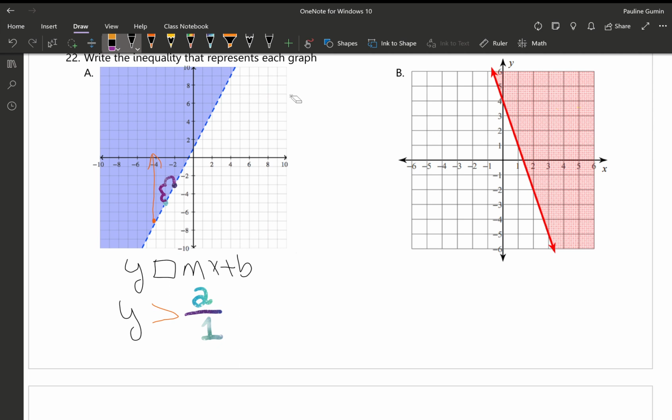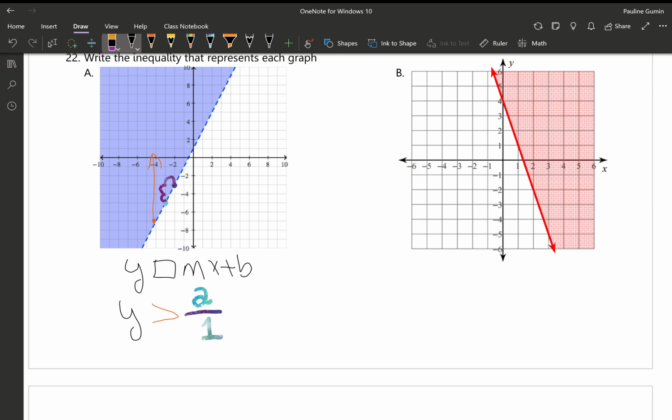Now all I have to do is wait for this to turn into a pen again. Pen? Maybe? Maybe pen? Well, let's give it a moment.